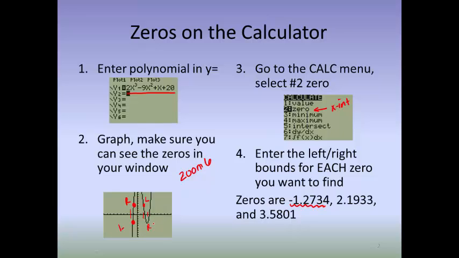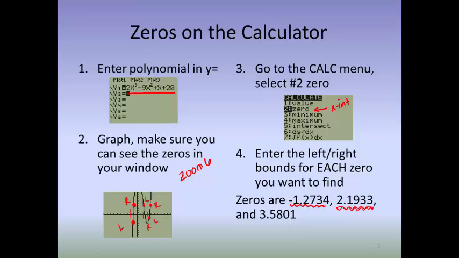And when you guess, it does produce this second zero, which is 2.1933. The last one, so let's try that one, second calc, and you go to the 0 option. And again, if you're using the cursor and you're arrowing left and right, this time the left bound is below and the right bound is above. Press enter when you get to the left bound and press enter on the right bound.